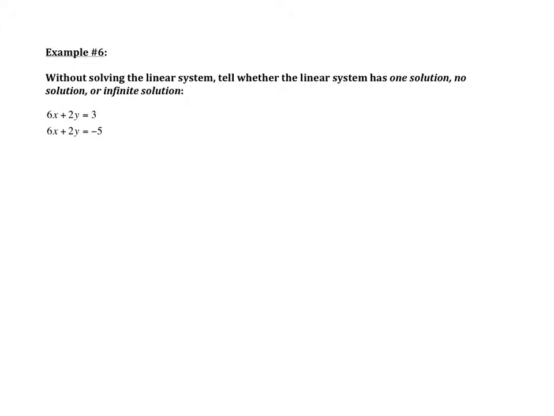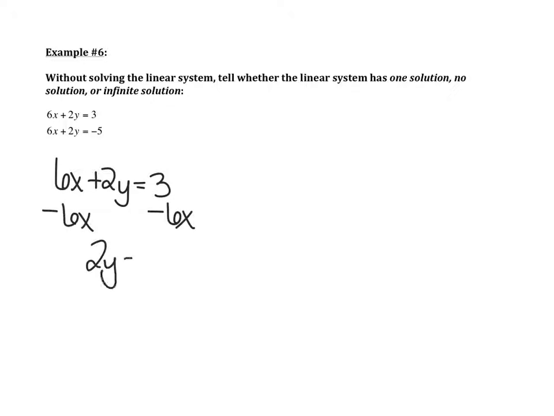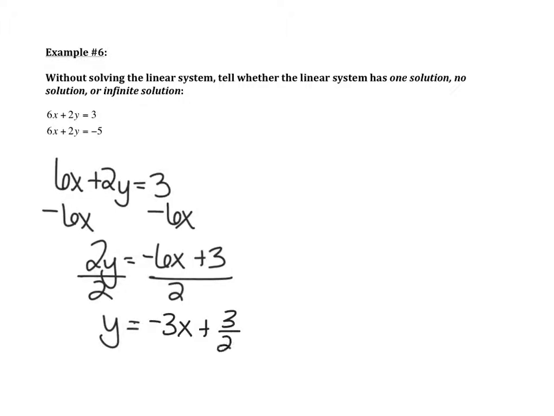And now let's look at example number 6. It's the same instructions: without solving the linear system, tell whether the linear system has one solution, no solution, or infinite solutions. So again, let's get the y by itself. So let's take that first equation, 6x plus 2y equals 3. First thing I would do is subtract 6x from both sides. So I get 2y equals negative 6x plus 3. Divide both sides by 2. So I get y equals negative 3x plus 3 over 2.